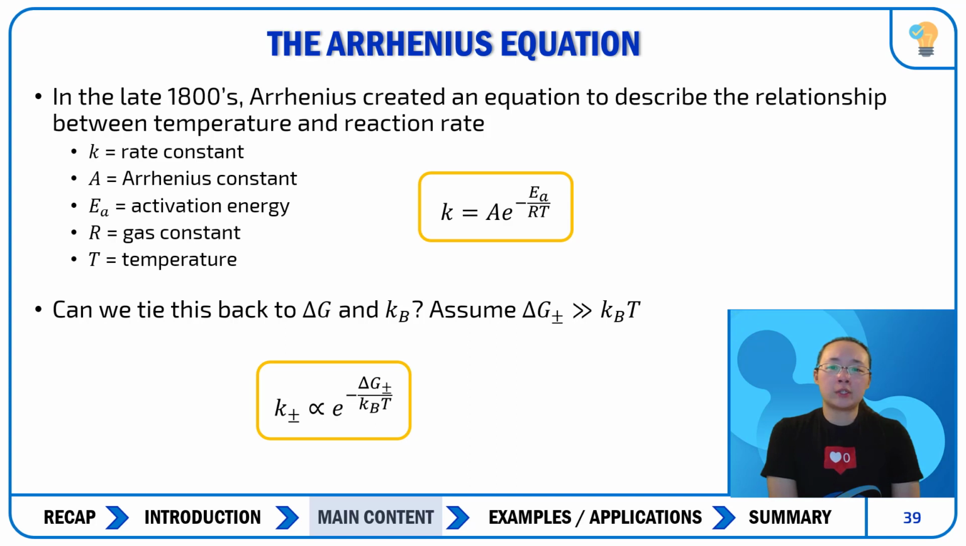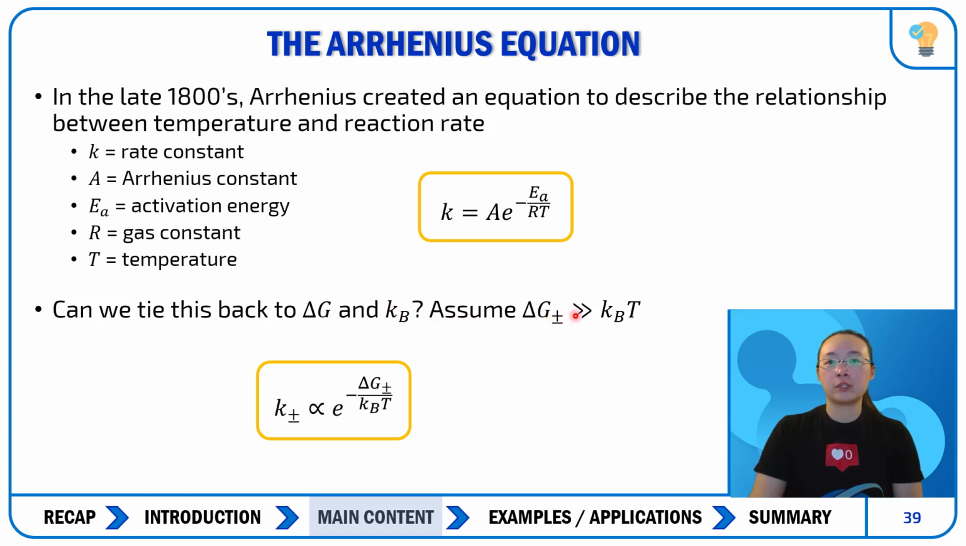So the next thing I want to talk about is the Arrhenius equation. In the late 1800s, Arrhenius created an equation to describe the relationship between temperature and reaction rate. So we ended up with this equation, where k, the rate constant, is equal to A, the Arrhenius constant, times e to the power of negative activation energy, Ea, divided by RT.